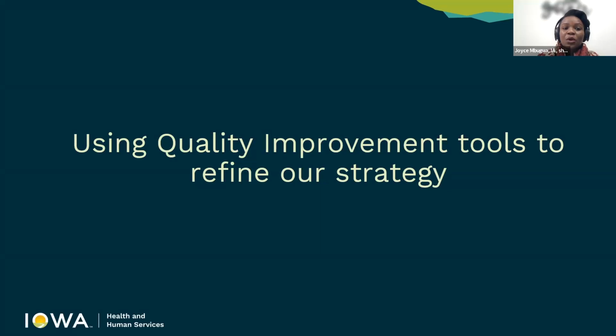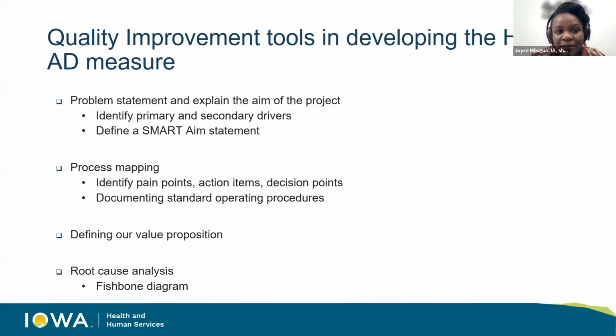So we used a number of quality improvement tools for each step of this project to help us break down the scope of the project and understand what we needed to make progress through each milestone. Next slide, please. So for the purposes of this conversation, I will discuss the problem statement, the aim statement, and later on discuss a little bit about our value proposition and how we use that to gain leadership buy-in.